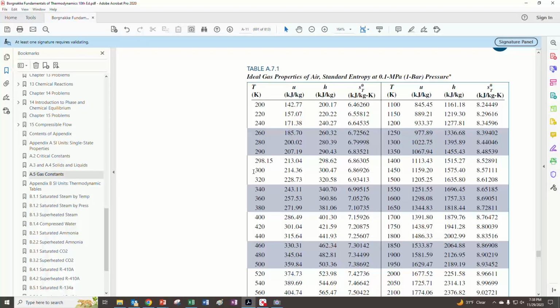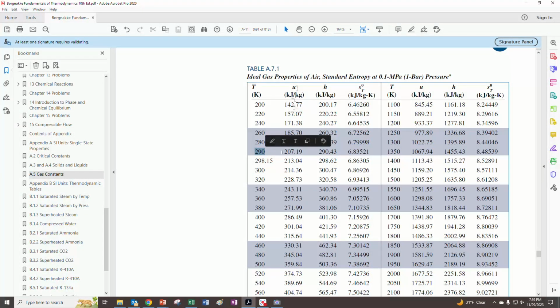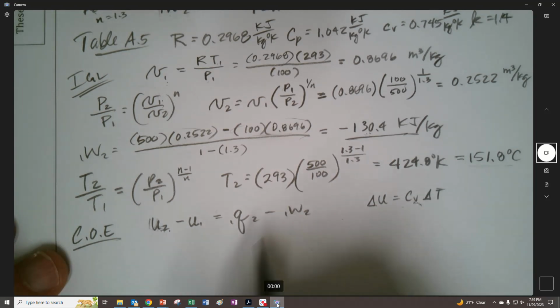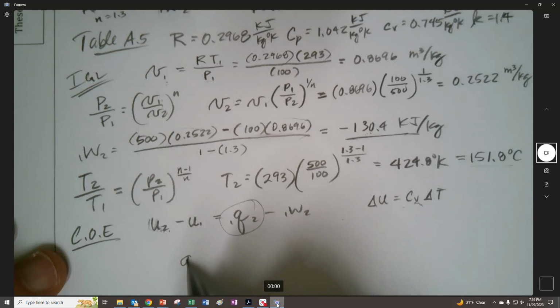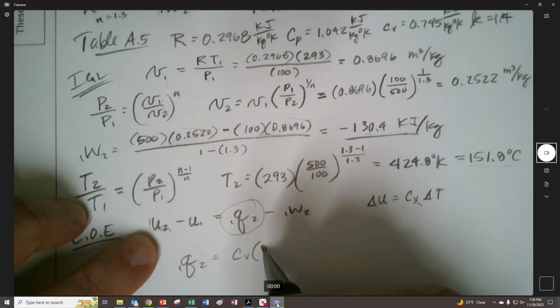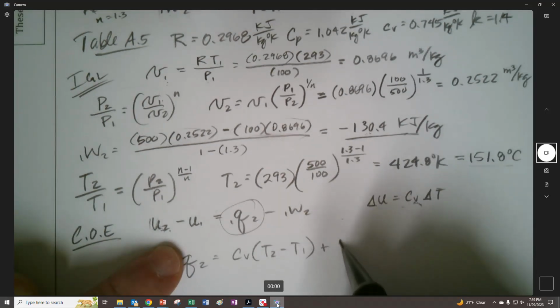So we have the two temperatures. We have it in between there, right? Because we're 293. We could look up what the u is in this, and then we also have the 424. So we could find out in between here what these two u's are and use that in here, or we could use the Cv. Let's go with the Cv. So we're solving for here. So we're going to go q1 to 2 is going to be equal to u2 minus u1, or Cv times T2 minus T1, and plus w1 to 2.